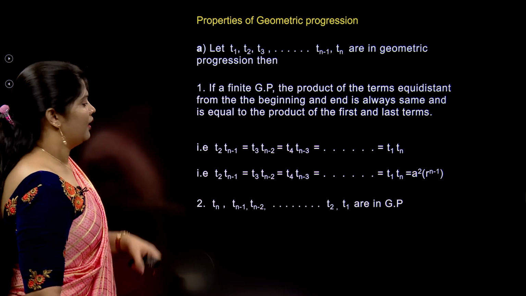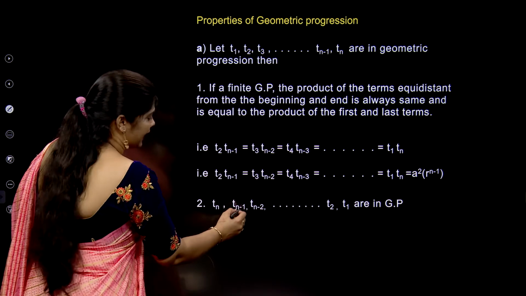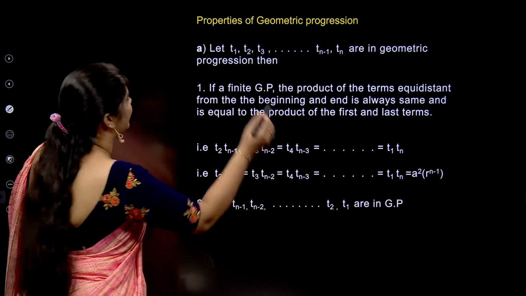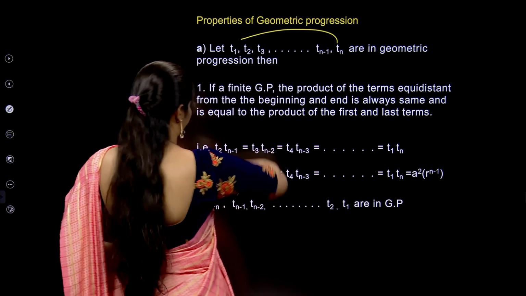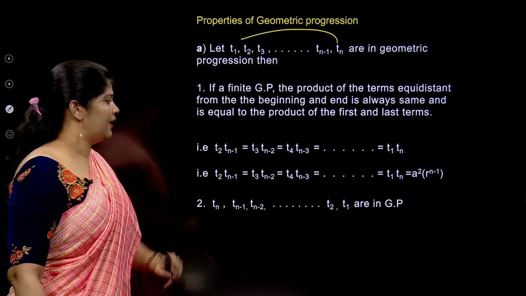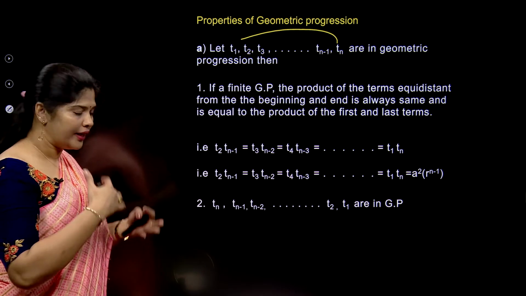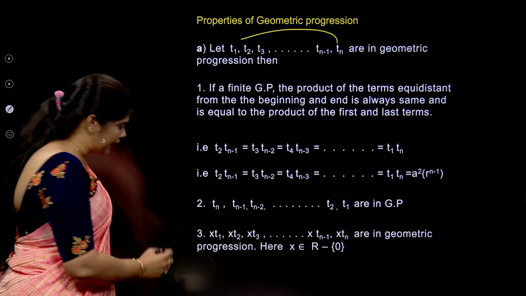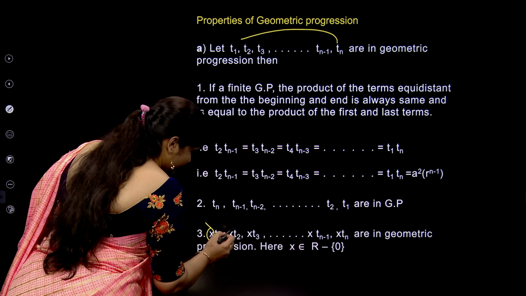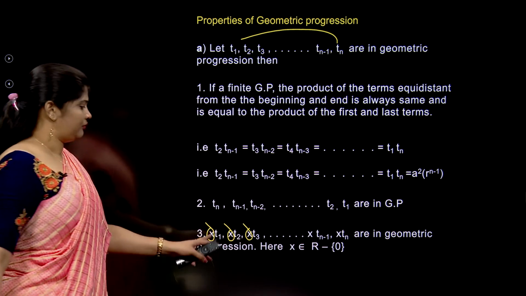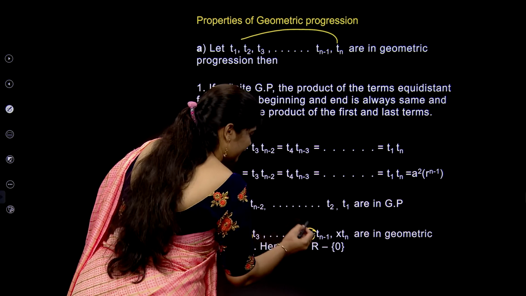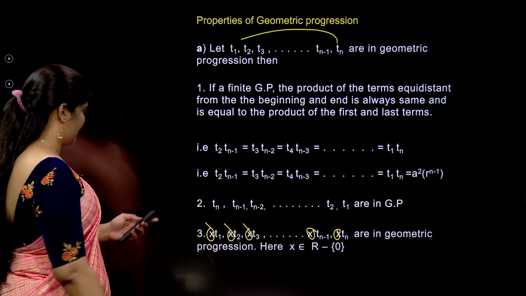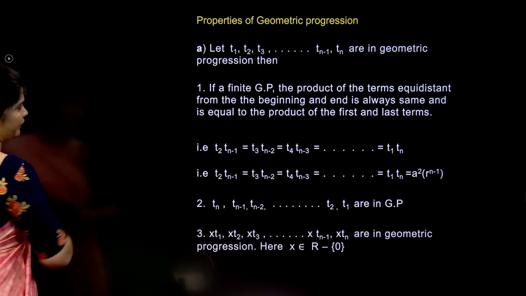Next, second property: Tn minus 1, Tn minus 2 and so on, T2, T1 are in GP. What does that mean? The reverse of a finite GP is also in GP. This is our second property. Third property: the product of any number x with a geometric progression is also in GP. This is our third property. Note down, children.